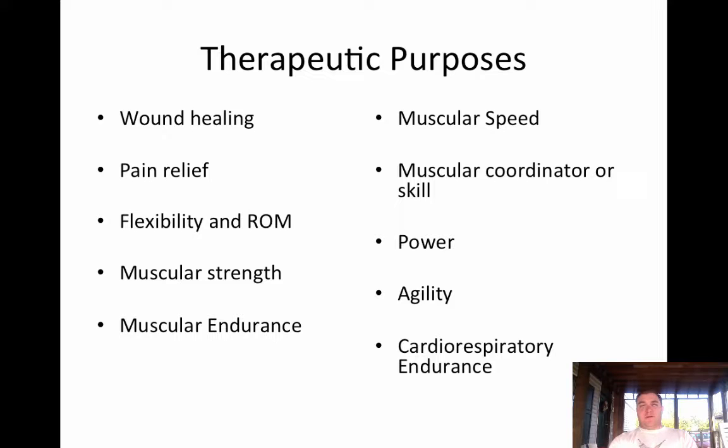Reasons we may use therapeutic interventions would be for wound healing, and we do some with wound healing. You see wound healing a lot more in a hospital-based, inpatient-based setting. We definitely use interventions for pain relief on a daily basis. Same thing, flexibility, range of motion. On a daily basis, we're working for decreasing the patient's pain, increasing flexibility, maybe increasing strength and endurance. And as the rehab process progresses, you may want to increase muscular speed, increase or improve coordination and skill, power, agility, and even cardiorespiratory endurance.